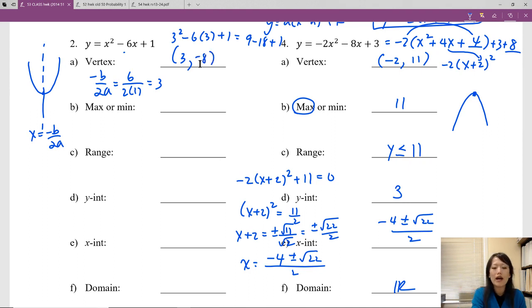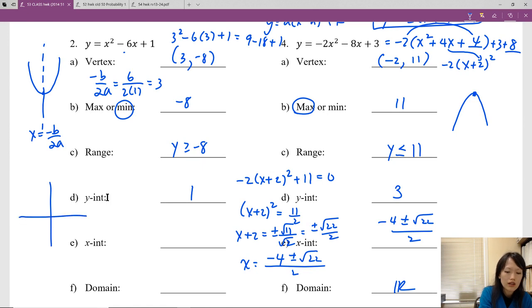Once you get that, max or min. It's facing up, so it's a min at -8. Your range is from -8 and up. Your y-intercept, what do you do for y-intercept? You set the other variable to be 0. That's what you always do. So set x to be 0. So y-intercept is 1. That means you cross your y-axis at 1.